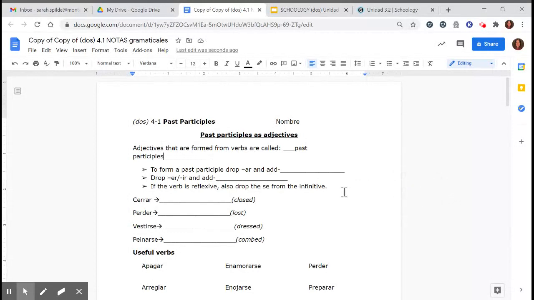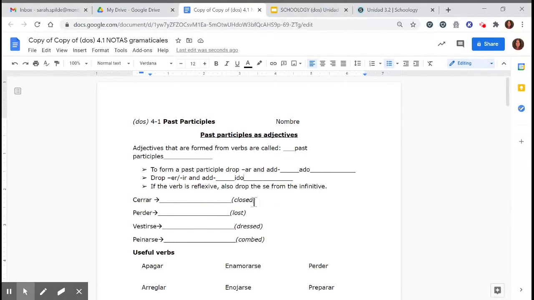In Spanish, we have our verb, and if we want to use an AR verb, we're going to drop the AR and add ado. So it's not functioning like a verb with our AR verb endings. We're using this verb like an adjective to describe something. Same with ER-IR verbs, we're going to drop that ending and add ido. And then if the verb is reflexive, we're also going to drop the se from the infinitive. So we don't need that se pronoun.